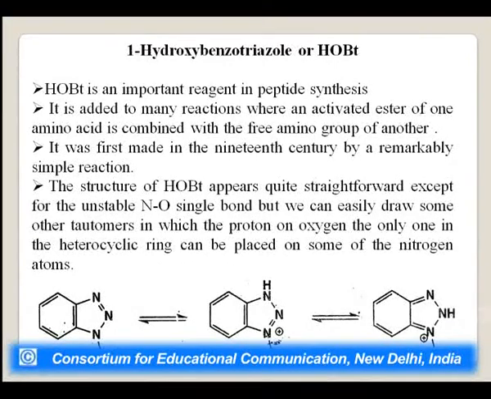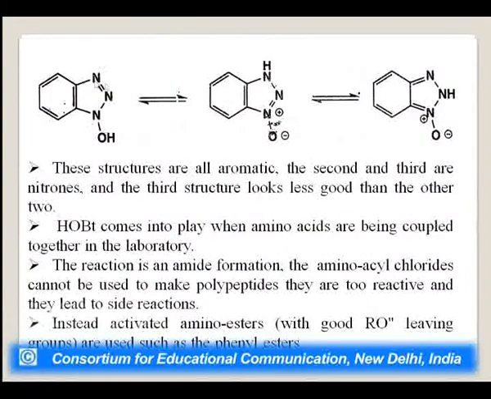Here you can see the alcoholic group is over here, and this kind of structure is also present, and this kind of structure. So, what can you see over here? The different structure tautomers in HOBT. These are the more structures. These structures all are aromatic in nature, and the second and third are nitrones. The third structure looks less good than the other two.